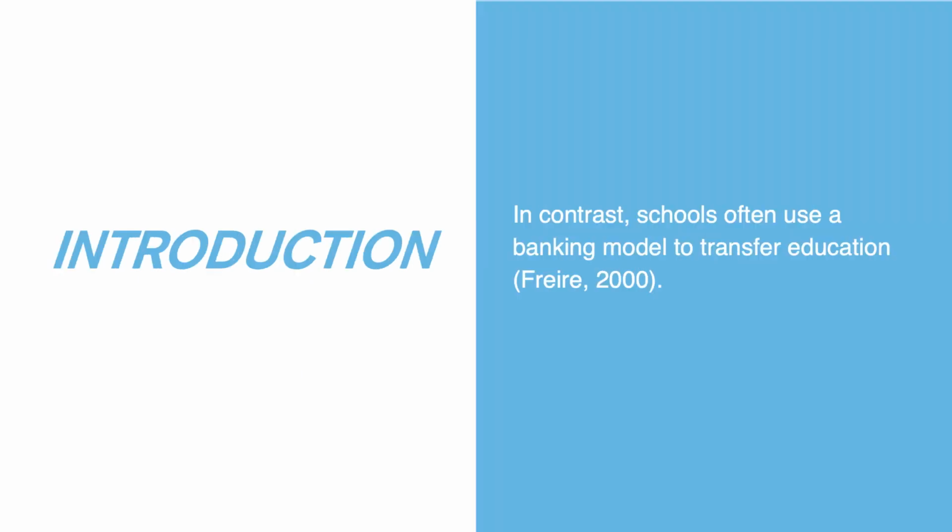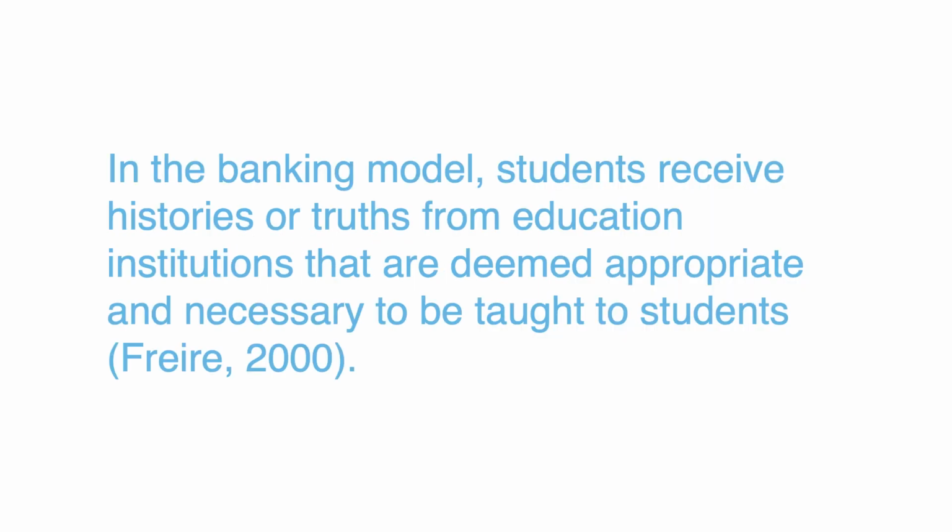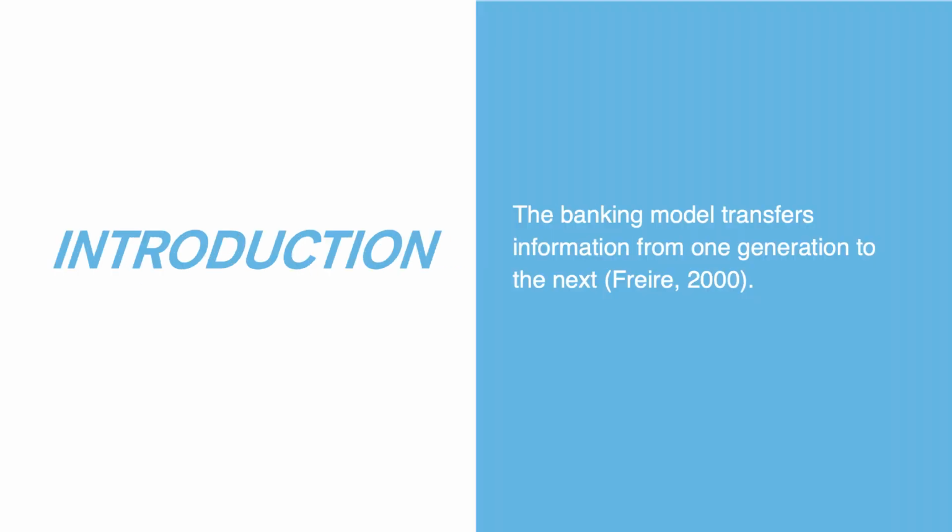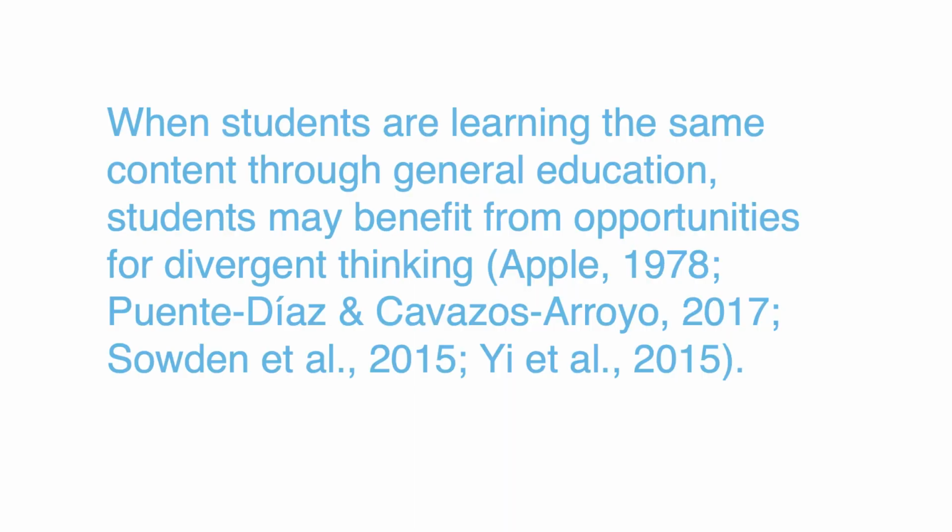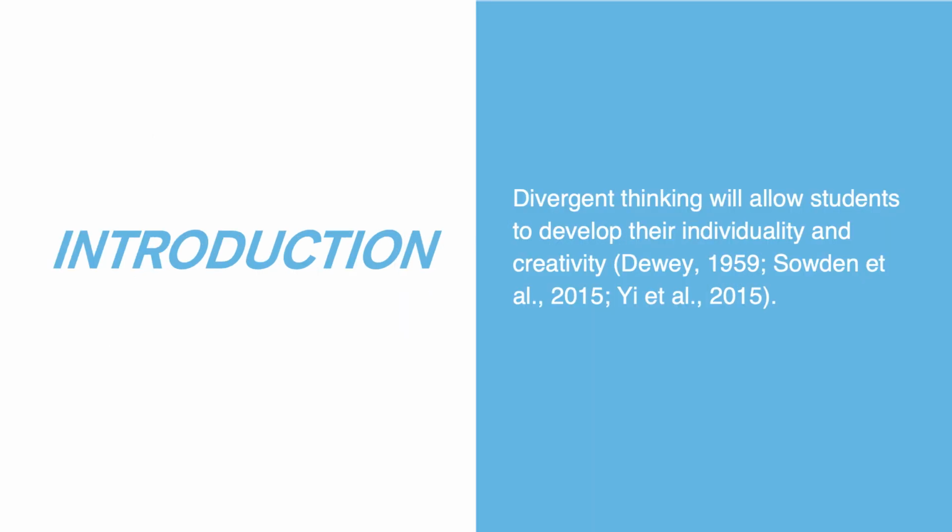In contrast, schools often use a banking model to transfer education. In the banking model, students receive histories or truths from education institutions that are deemed appropriate and necessary to be taught to students. The banking model transfers information from one generation to the next. When students are learning the same content through general education, students may benefit from opportunities for divergent thinking. Divergent thinking will allow students to develop their individuality and creativity.